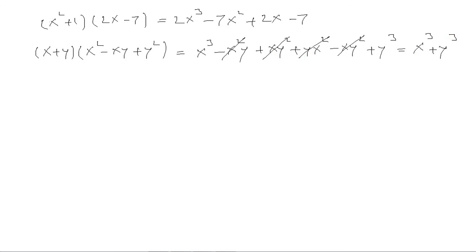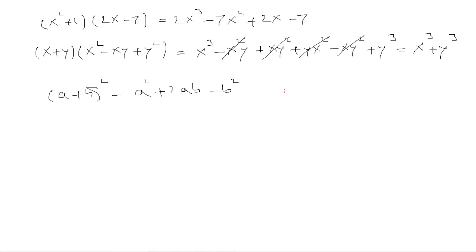Okay, the last thing I want to cover is some special polynomials. These we're going to use a lot in the course, so you'd better memorize them. a plus b squared is a squared plus 2ab plus b squared. This is actually very easy to prove.